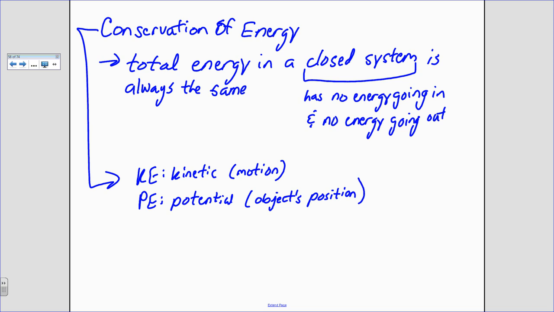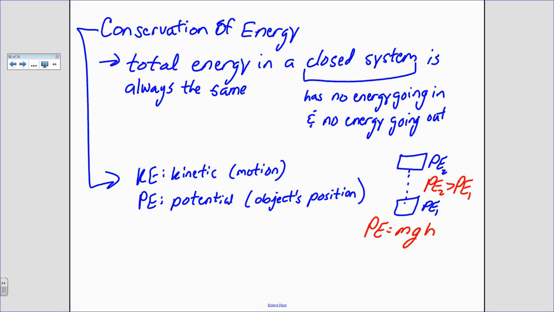So, for example, if I have a block right here, it has a certain amount of potential energy. I'll call it potential energy 1. But then if I raise the block to a higher position, it has potential energy 2. And the potential energy at the top is going to be greater than the potential energy at the bottom. And we developed an expression for this last time. It's that the gravitational potential energy is equal to the force weight times the height of the object.